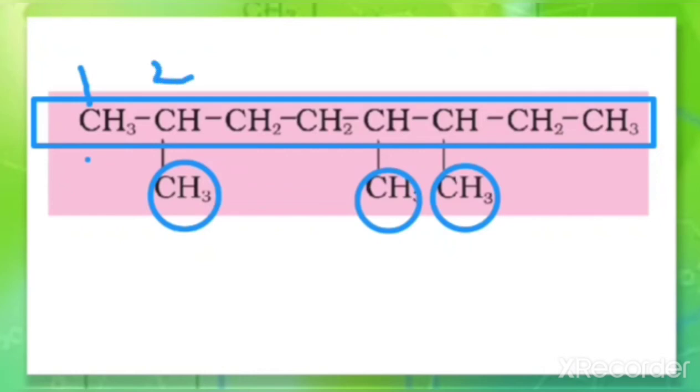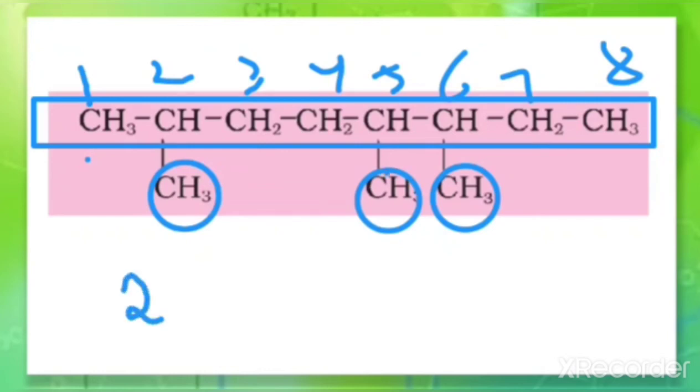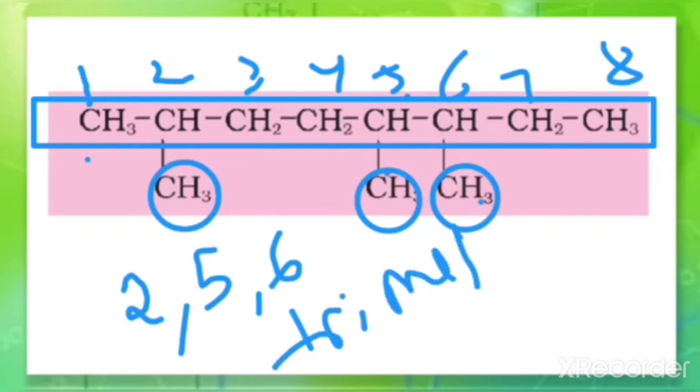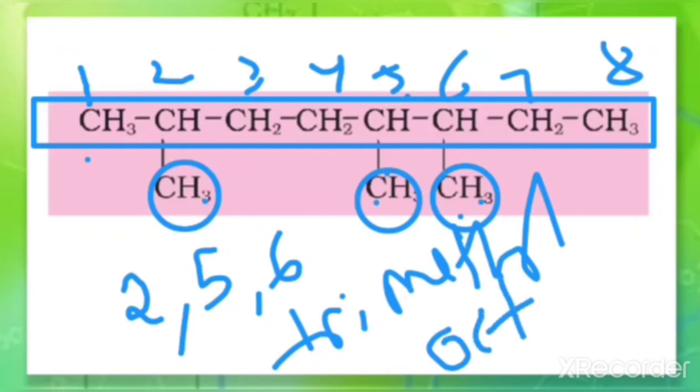So we'll start counting here. This one will be 2, this one 3, 4, 5, 6, 7, 8. Total 8 carbons are there in the main chain. And what is the position of the substituents? One is on the second position, one we have in the 5th position and one more methyl group in the 6th position. So 2, 5, 6 trimethyl. We use the word trimethyl because all are methyl. So trimethyl, and because the word root is oct, because 8 carbons are there in the main chain.